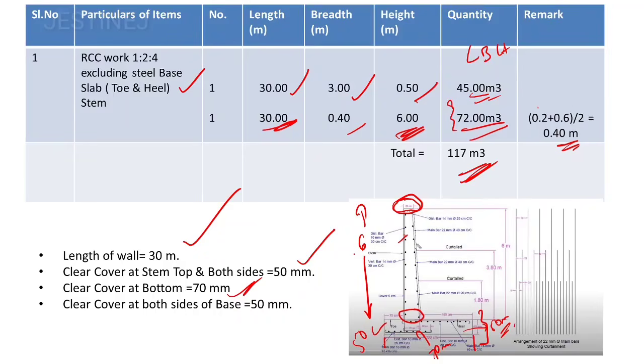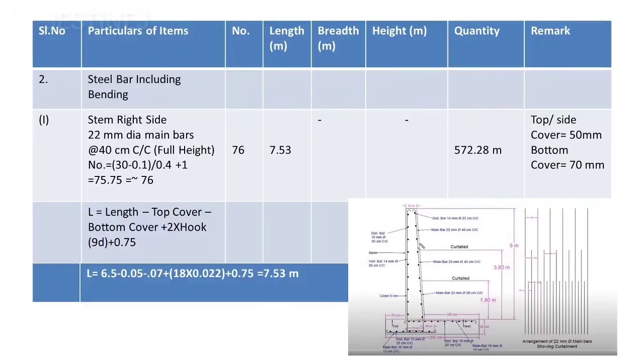Okay, so now we move on to the reinforcement cases, different reinforcement cases. Here you can observe that we start from the right side, and the steel bar including bending, 22 mm diameter main bars, at 40 centimeter center to center spacing. So you are going to consider this one main bar with the diameter 22 mm. We need to calculate the total length of the bar.